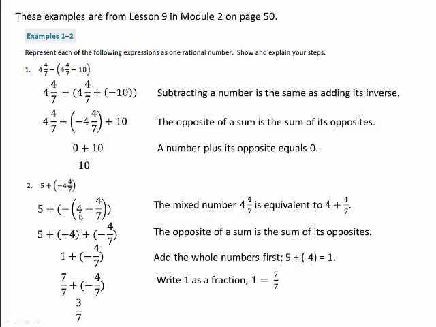So remember, we've got our two rules. The opposite of a sum is the sum of its opposites. So anytime I have a negative sign outside a sum, a parentheses with a sum in it, then I can turn both sides inside to the opposite of what they were. And I can break a mixed number into its whole number and its fraction.